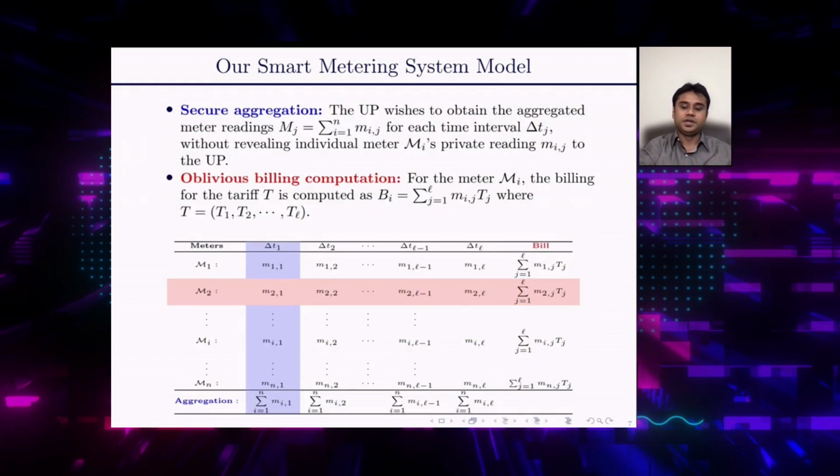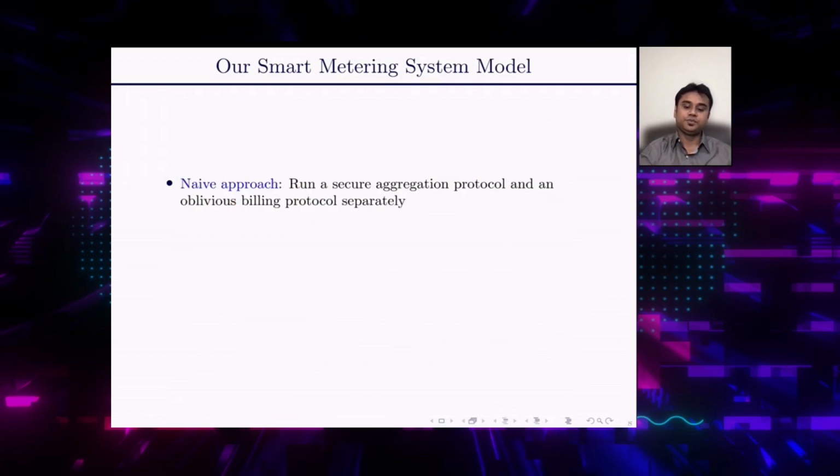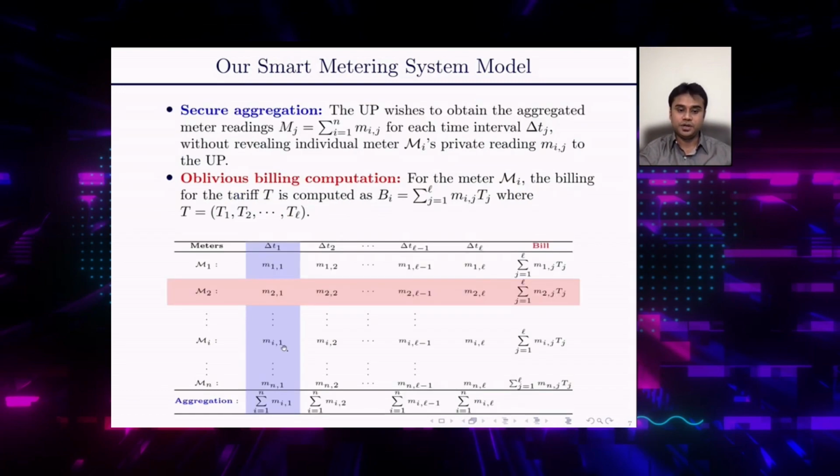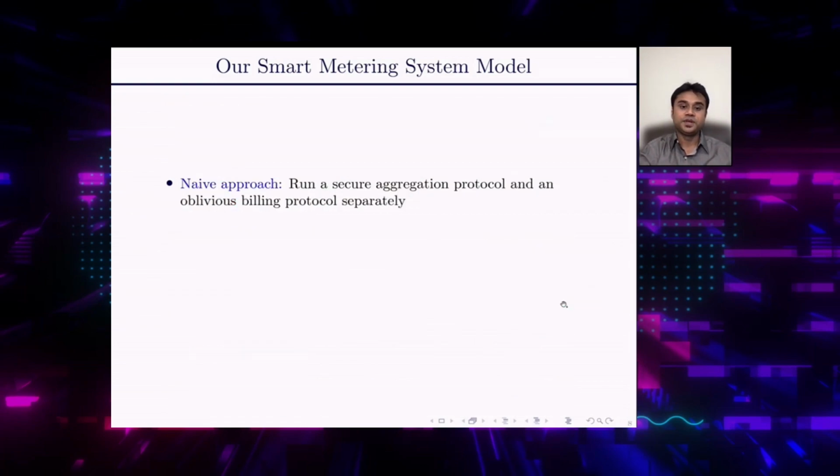One naive approach to provide privacy in the smart metering data is to run a secure aggregation protocol, which will compute the aggregate sum, and run another oblivious or privacy-preserving billing computation protocol to provide smart meter data privacy. So this is a naive approach.